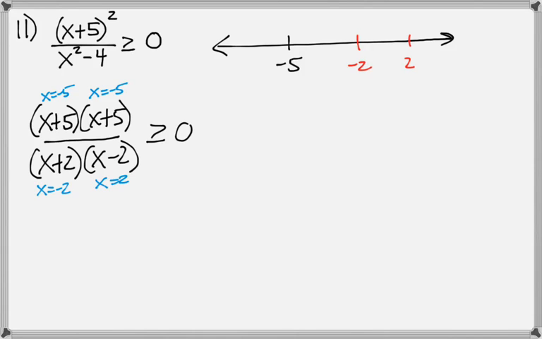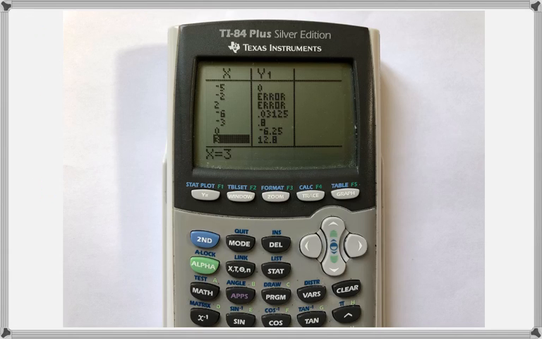So if you type, again, make sure to put a parentheses around the numerator and denominator. If you type that into y1, then you'll see that negative 5 gives you 0, negative 2 and 2 both give you error. So that is a confirmation that those are the cutoff points and the undefined cutoff points.